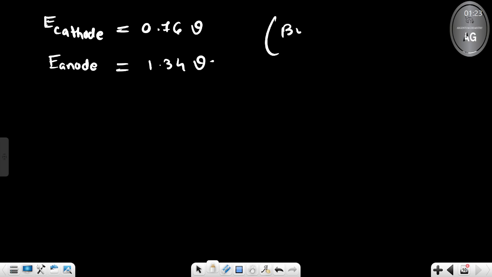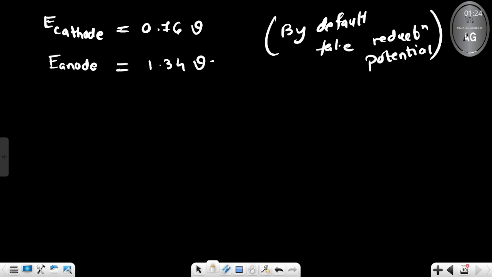So I am writing over here, by default take reduction potential. Clear? So always remember that by default you will take reduction potential, nothing else. No oxidation potentials, please. By default, always take reduction potential if nothing is mentioned in the question.